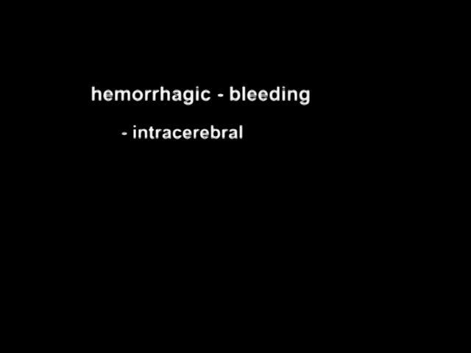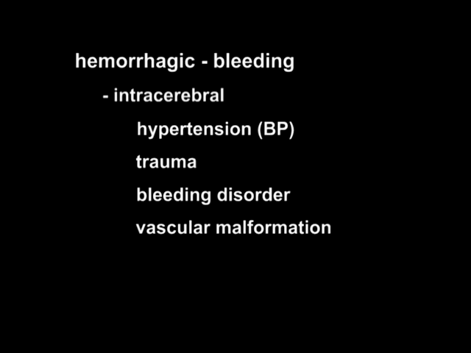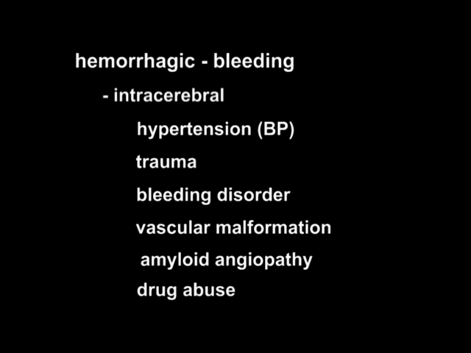Amongst the causes of intracerebral hemorrhage are uncontrolled high blood pressure, also known as hypertension, trauma, bleeding disorders such as hemophilia, vascular malformations such as aneurysms and arteriovenous malformations, amyloid angiopathy, which is an acquired disease resulting in weakness of blood vessel walls, and drug abuse, primarily involving the use of cocaine or amphetamines.